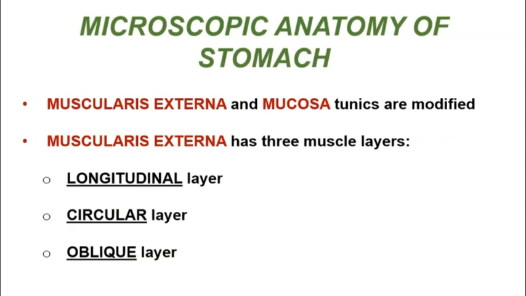In the stomach, we see that both the muscularis externa and the mucosa are modified. Typically, we see that the muscularis externa of most of the alimentary canal has 2 layers, but it has 3 layers in the stomach. We see the longitudinal layer and the circular layer, which are the 2 primary layers of the muscularis externa of most of the alimentary canal. But we see that the stomach has a 3rd layer, that's called the oblique layer.